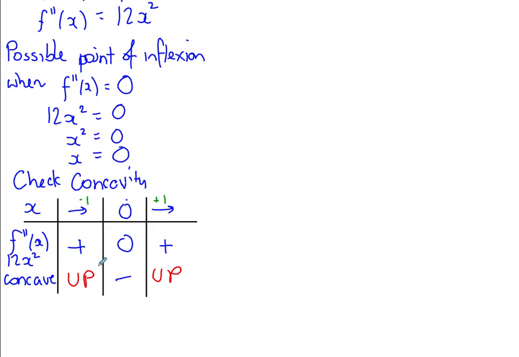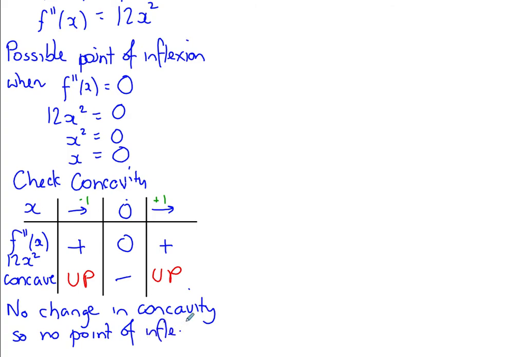Okay, so in other words, we're saying there's no change in concavity, so we don't actually have a point of inflection. So we would just say no change in concavity, so no point of inflection. Oops. Oh, I see, I used a C there. Point of inflection at x equals 0.